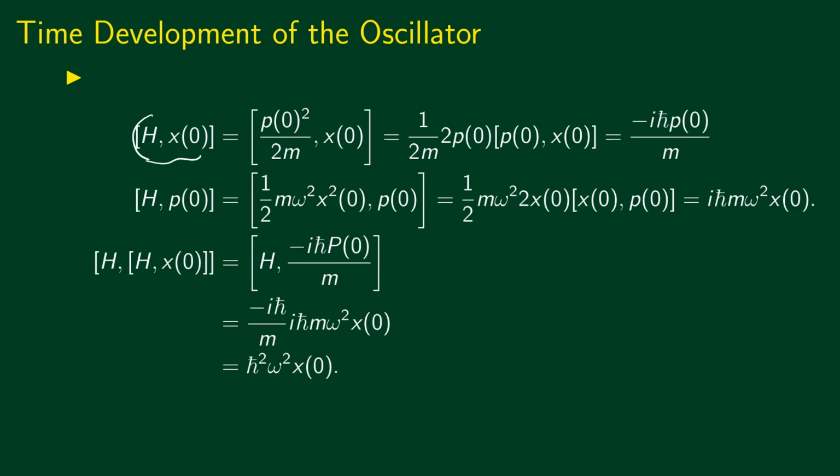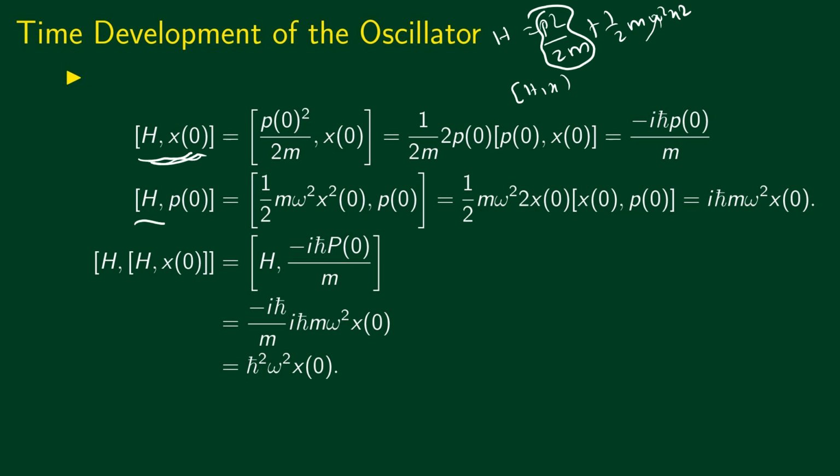First, the commutator of h with x of 0. We can substitute h is equal to p squared divided by 2m plus half m omega squared x squared. When you evaluate the commutator of h with x, the only non-zero contribution comes from this, right? Because the commutator of x with x is 0, so this term does not contribute. So this commutator is the commutator of p squared divided by 2m with x. You know how to evaluate these commutators, and we get minus i h bar p of 0 divided by m.